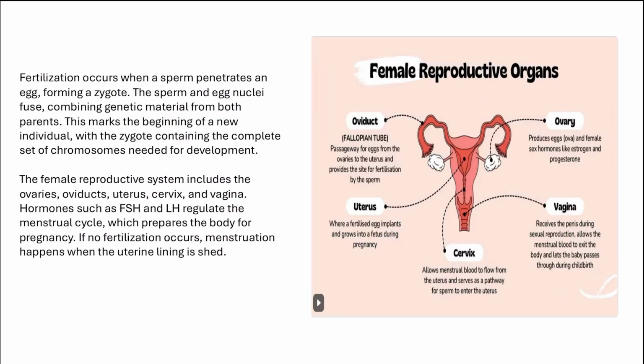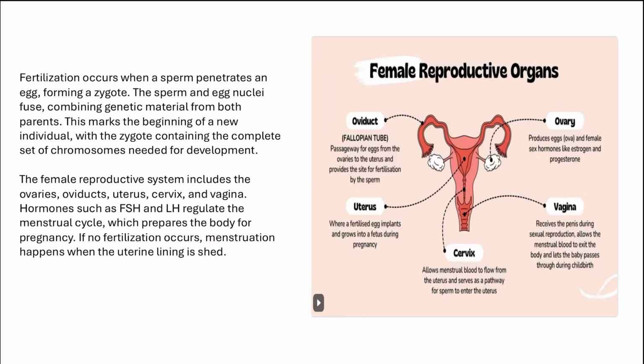Then we also have the cervix, which allows menstrual blood to flow from the uterus, and it also serves as a pathway for the sperm to enter the uterus. Then we have the vagina, which is where the penis is received during sexual reproduction, and it also allows the menstrual blood to exit the body, and it's also where childbirth occurs. And then lastly, we have the ovary, which produces the egg and female sex hormones like estrogen and progesterone.